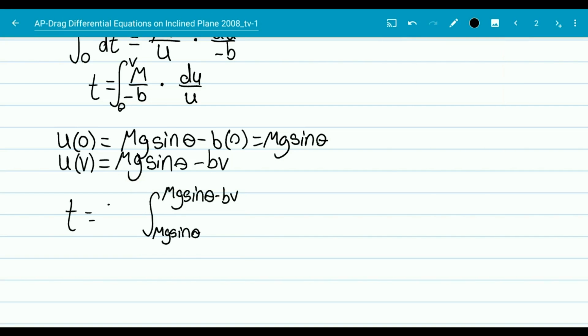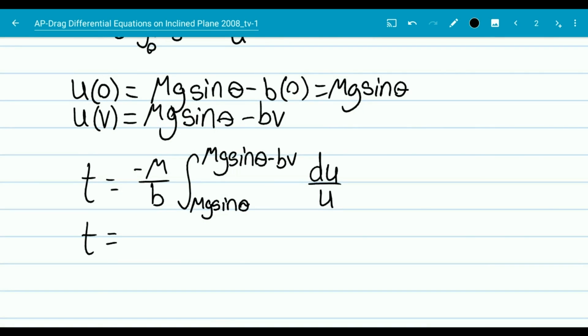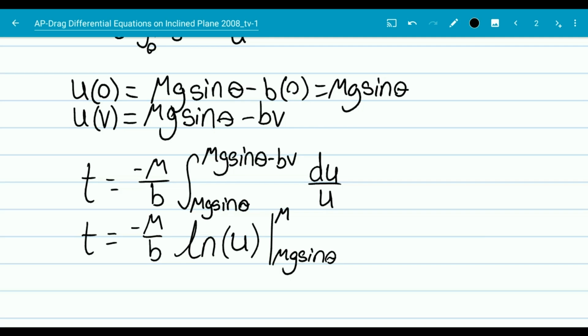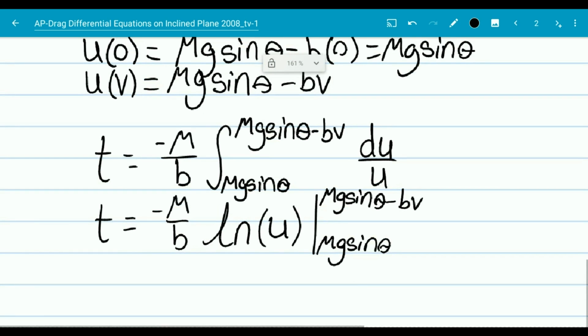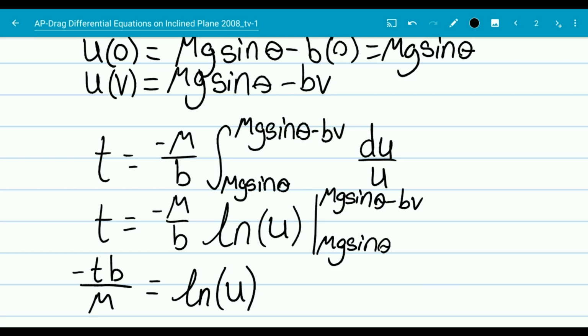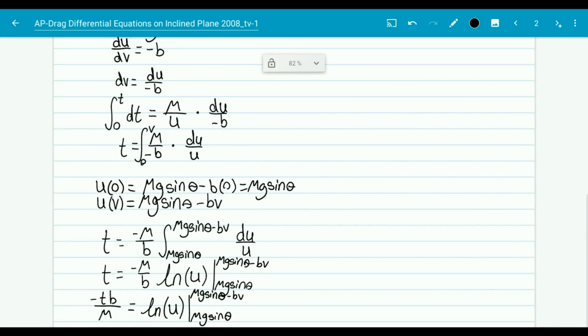Let's pull out the negative m over b, because it is just a constant, and now we have du over u in the integral. Well, du over u is just going to be the natural log of u. So we have negative m over b times ln of u evaluated at our limits, mg sine theta and mg sine theta minus bv. Another thing that we should do is move the negative m over b onto that side. And so when we do that, we're going to get negative tb over m equals the natural log of u evaluated at mg sine theta minus bv and mg sine of theta.